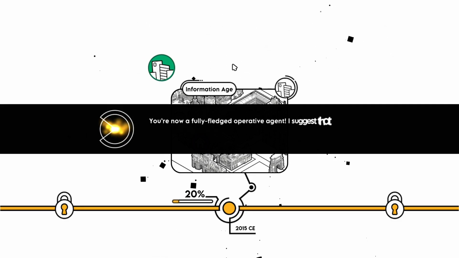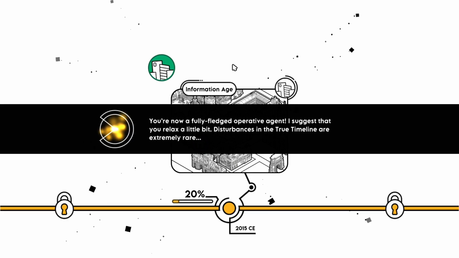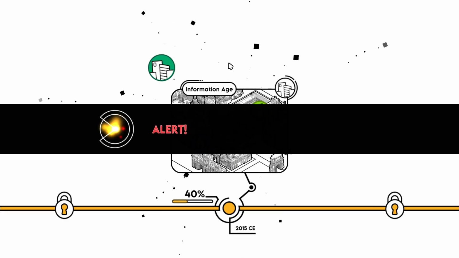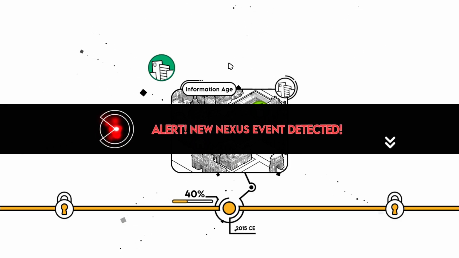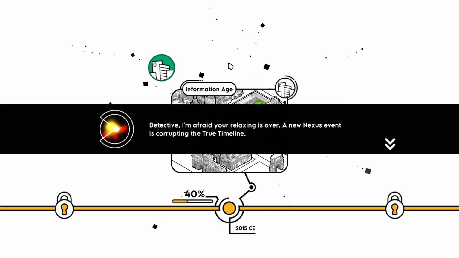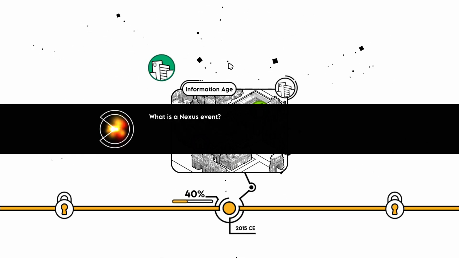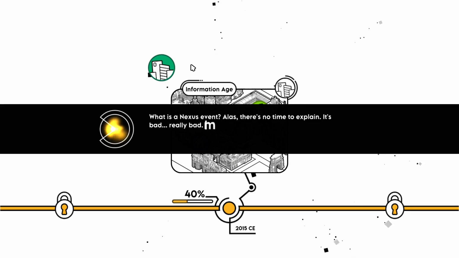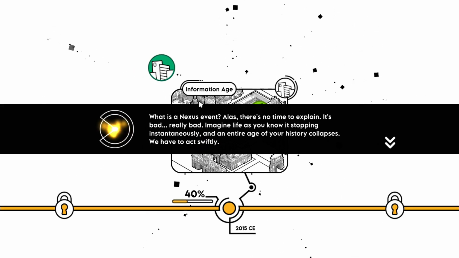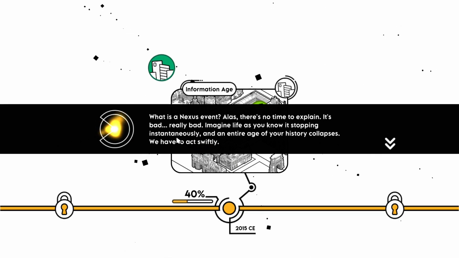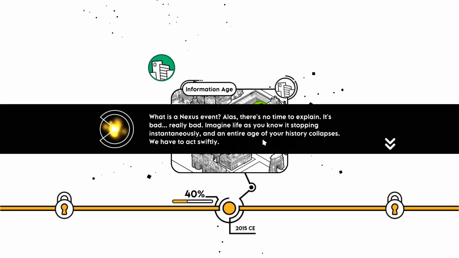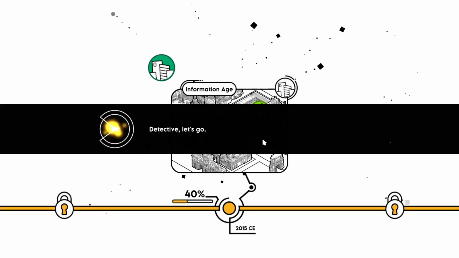Congratulations. You're a full-fledged operative agent. I suggest that you relax a little bit. Alert. Nexus event detected. I'm afraid your relaxing is over. A new Nexus event is corrupting the true timeline. Alas, there's no time to explain. It's bad. Really bad. Imagine life as you know it stopping instantaneously and an entire age of history collapsing. We have to act swiftly. Detective, let's go.